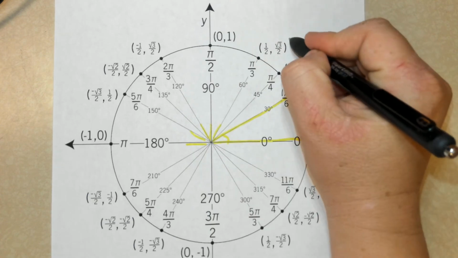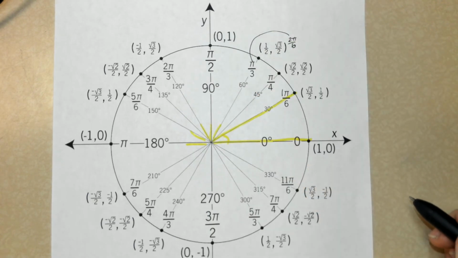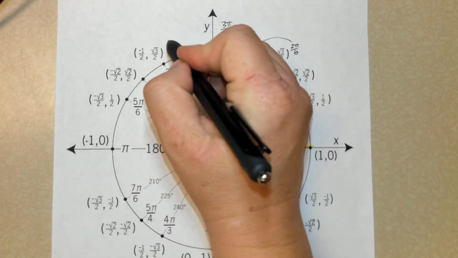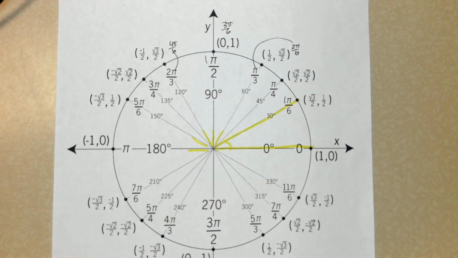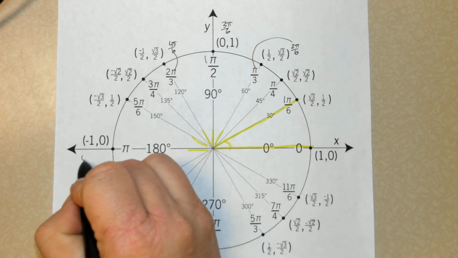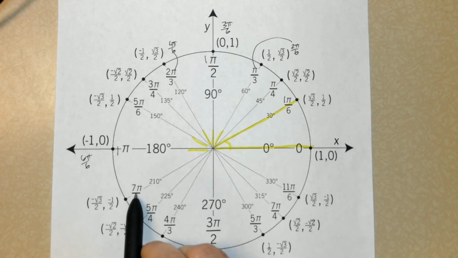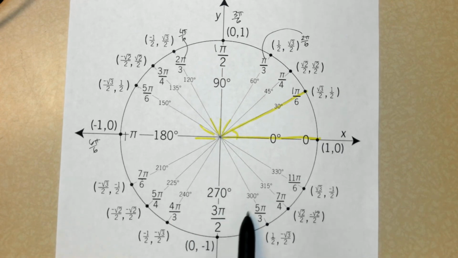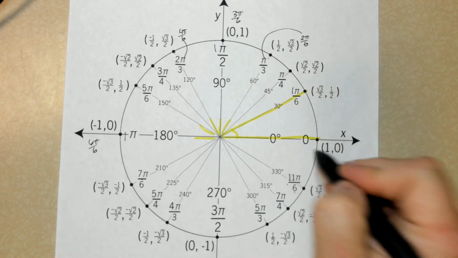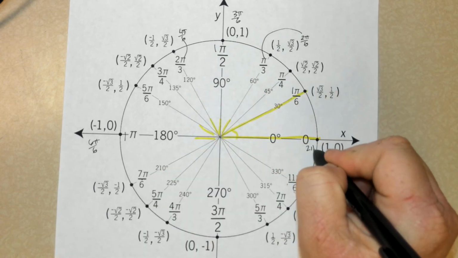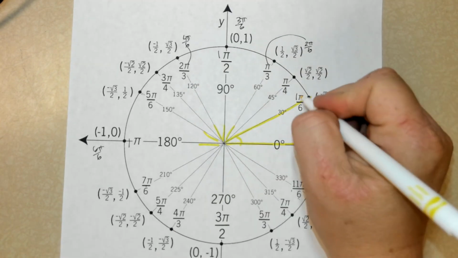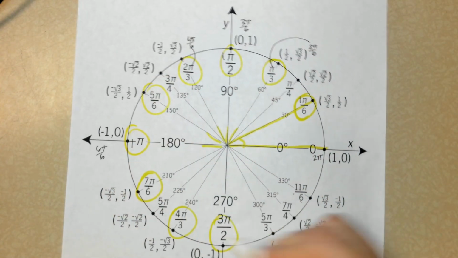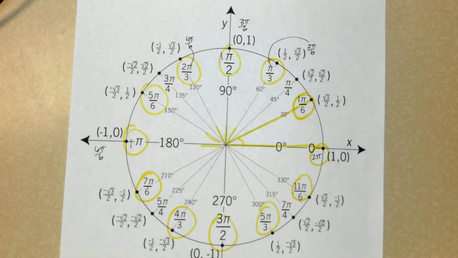This would be 2 pi over 6, but we know 2 pi over 6 is the same as 1 pi over 3. This would be 3 pi over 6, but 3 over 6 is the same as 1 over 2. This would be 4 pi over 6, reduced is 2 pi over 3. This is 5 pi over 6. This is 6 pi over 6, the same as 1 pi. Here's your 7 pi over 6. 8 over 6 reduces to 4/3. 9 over 6 reduces. 10 over 6 reduces. 11 over 6, and right here, ending one revolution would be 12 over 6, which is the same as 2 pi. So I'm going to circle the ones that we've gone over. These are my 30s: 1 over 6, 2, 3, 4, 5, 6, 7, 8, 9, 10, 11, and 12. And when possible, I always reduce them.